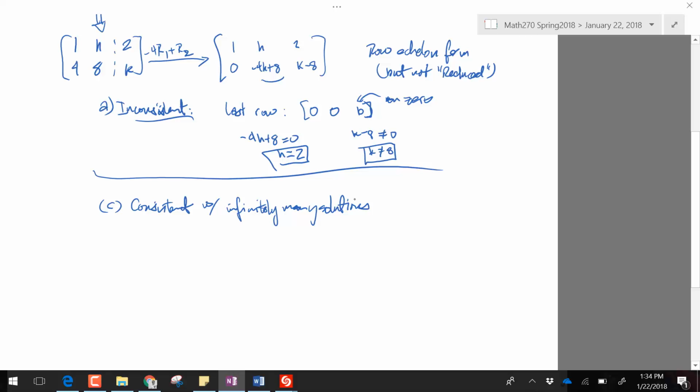What's the key here? To have a free variable, right? And when do we have a free variable? In this particular scenario, what can we do to have a free variable? A row of zeros would do it, right? We have a whole row of zeros, then we have a free variable.